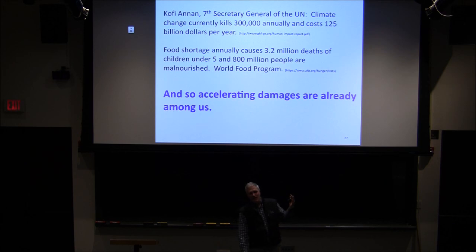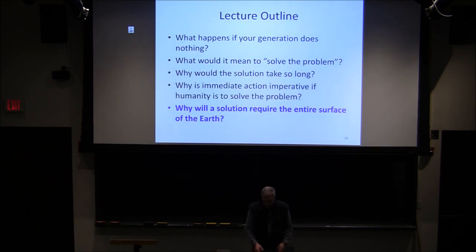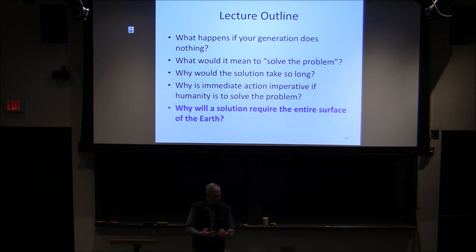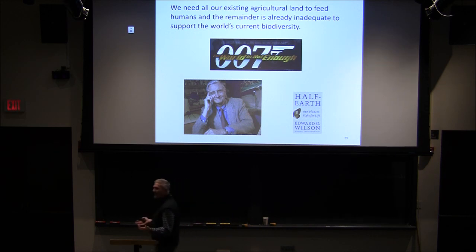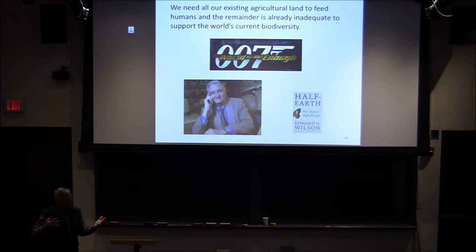So accelerating damages are probably already among us, and certainly the climate damages are demonstrably accelerating, as you'll see in the course. So finally, why does a solution have to take the whole surface of the Earth? And the simple answer is we need all of our existing agricultural land to feed humans, even if we do everything that we know how to do. And already our biodiversity is collapsing, given the habitat expansion of agriculture to date. So collapsing it further is really unlikely.